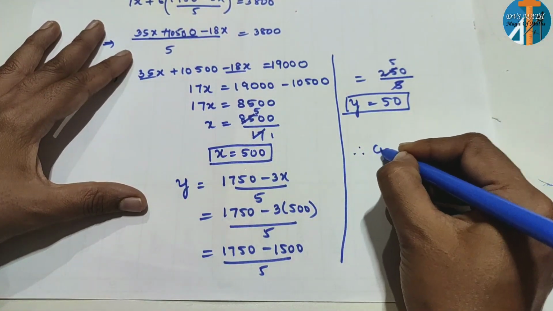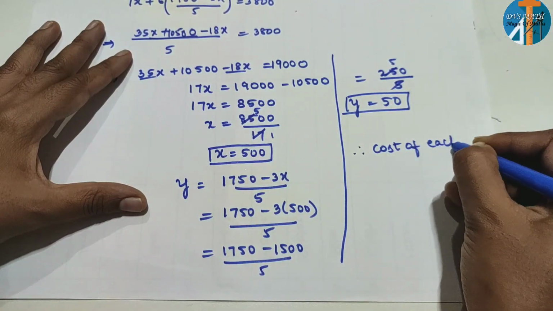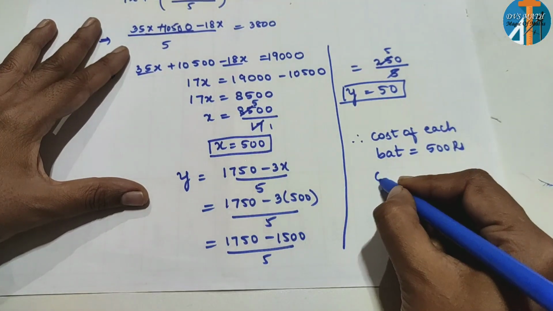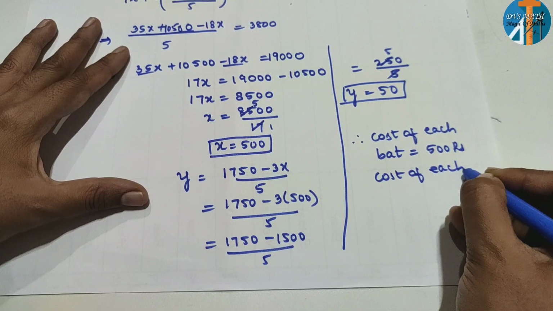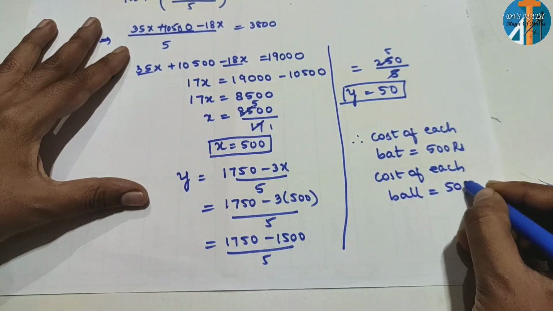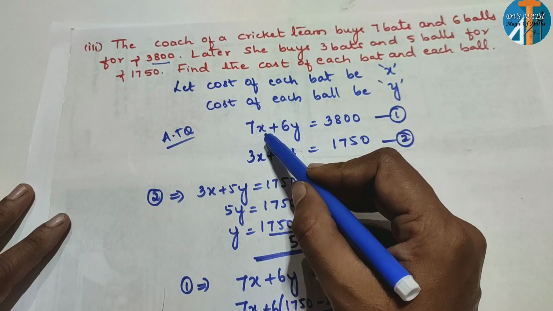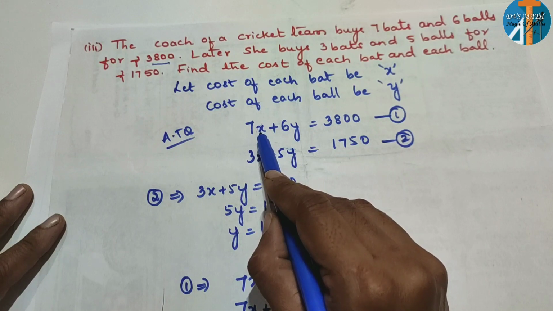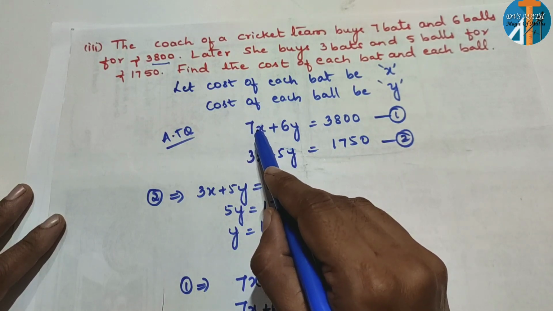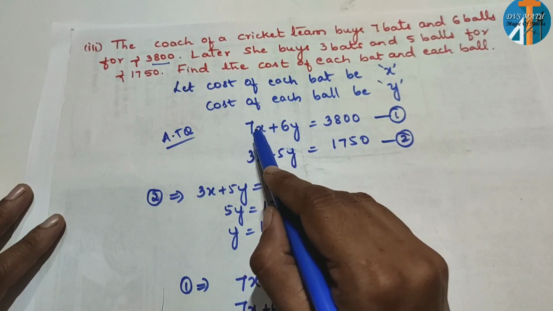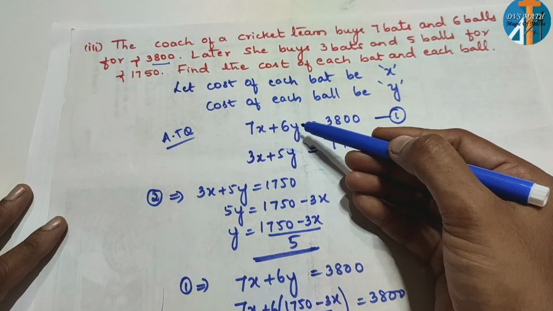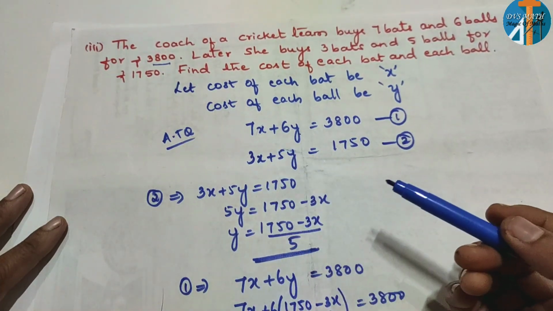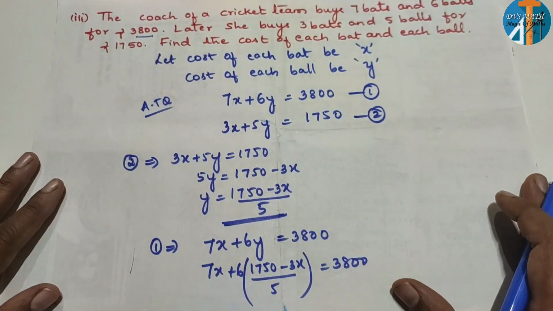So therefore what you can write? Cost of each bat is equal to 500 rupees. Cost of each ball is equal to 50 rupees. Here you can check, 7 into 500 is 3,500. The cost of each bat is 500, you took 7 bats, so 7 5s are 3,500. Balls, the cost of each ball is 50. 6 5s are 300. So 3,500 plus 300, 3,800. Here also we will get the same. So this is about sub question 4.